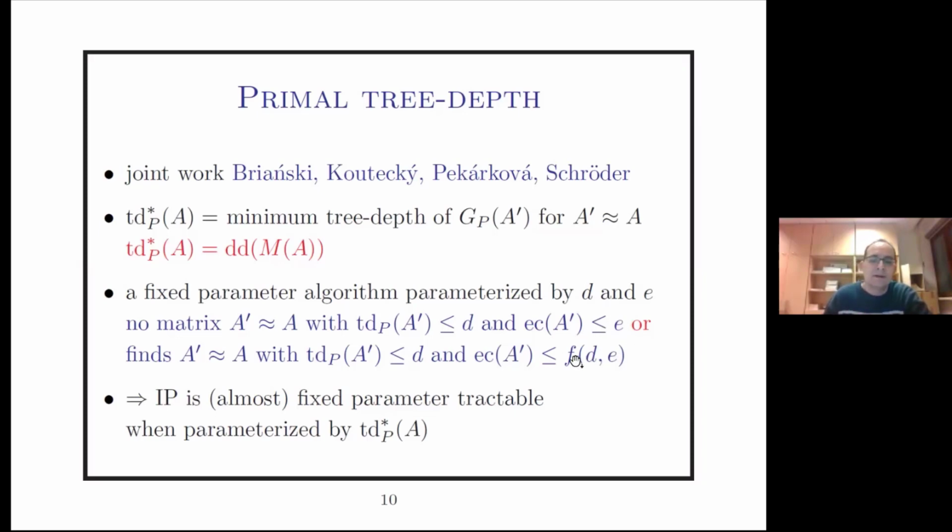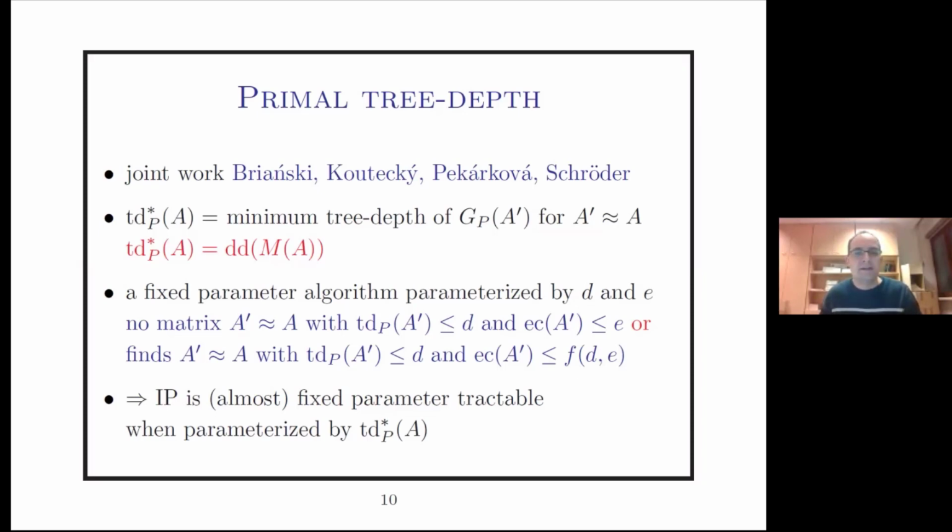at least from the fixed parameter point of view, we morally know that integer programming is fixed parameter tractable when parameterized by the minimum primal 3-depth, in the sense that if we cannot avoid this blow up in the entry complexity, there's nothing one can do about it, but if we can avoid it, we find a matrix still with entry complexity bounded.